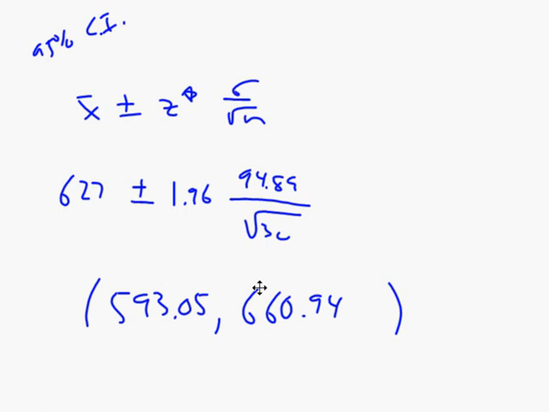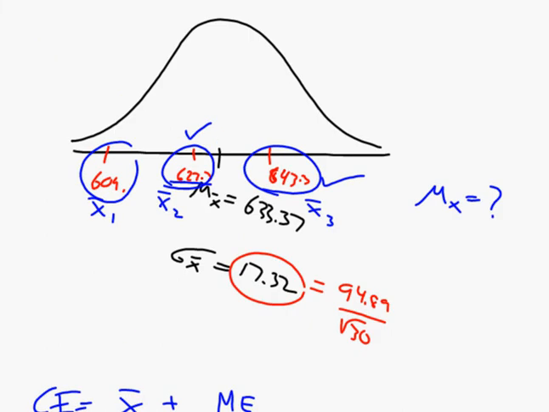I'm not really surprised by that because if I look at the picture, this x bar was pretty close to 633, so I'm not surprised. So here's another check mark. This one also caught the true mean. Let's do one more confidence interval, for an x bar of 609, and see what happens.